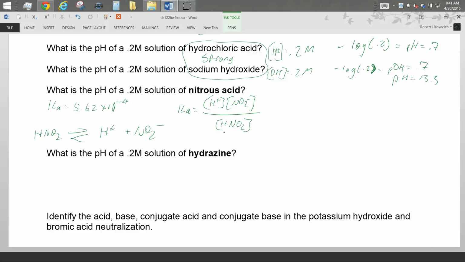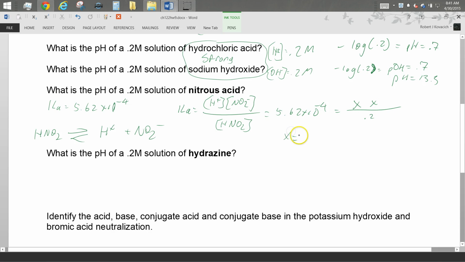Okay, so what I know right now is the Ka is 5.62 times 10 to the minus fourth, and the concentration of the nitrous acid is 0.2. What I don't know are my hydrogen ion concentration, which I need to calculate my pH, and my nitrite ion concentration, which I don't really need other than to calculate the hydrogen ion. What I do know about them is they're the same. So I can say that that's an X and that's an X, and then I can rearrange this entire equation and get X is equal to the square root of 0.2 times 5.62 times 10 to the minus fourth, and I get some number.